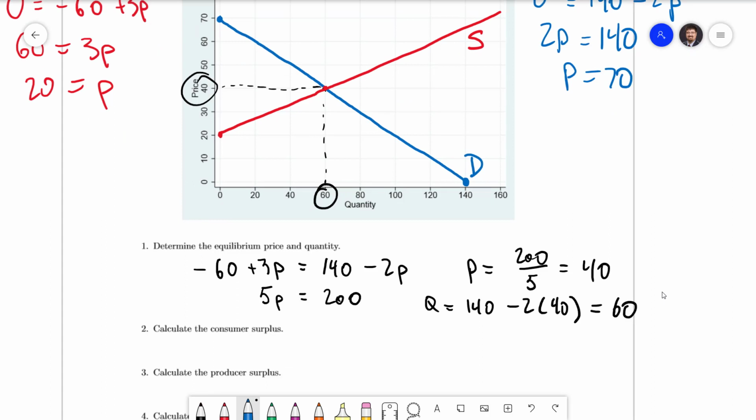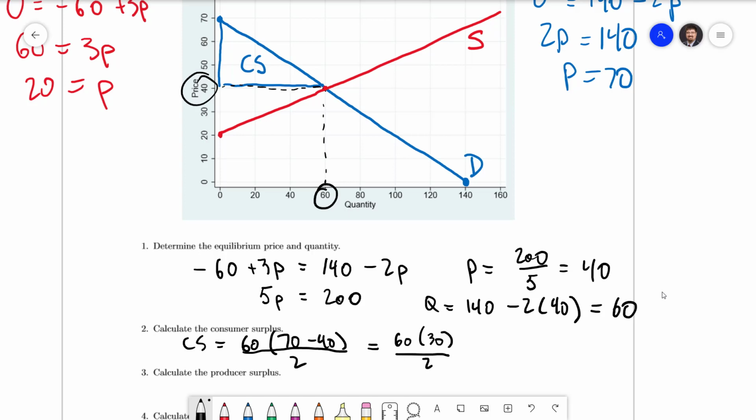Next, we need to calculate the consumer surplus. On the graph, this is going to be the triangle that is below the demand curve and above the price. We'll draw that in right here. This is going to be our consumer surplus. To calculate that, we use the area of the triangle, which is base of 60 times a height of 70 minus 40, and then all of that divided by 2. On the top, we have 60 times 30, all that divided by 2. That's going to come out to 900.